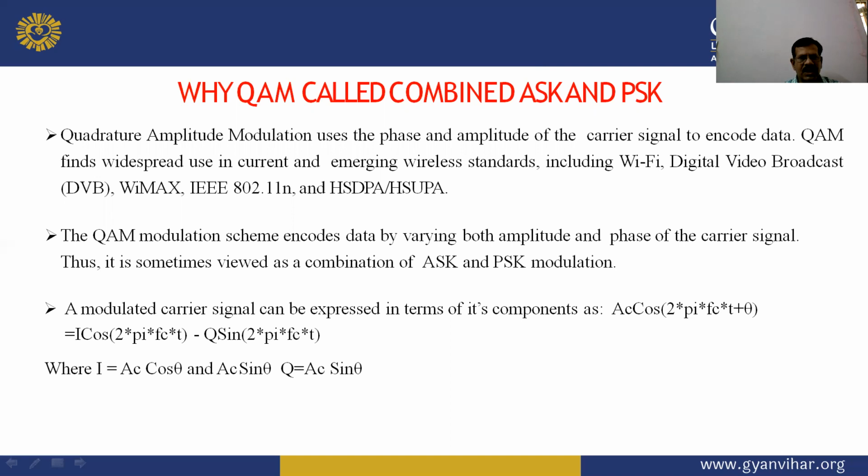A modulated carrier signal can be expressed in terms of components as A_c cos(2π f_c t + θ) equal to I cos 2π f_c t minus Q sin 2π f_c t, where I is A_c cos θ and Q equal to A_c sin θ.